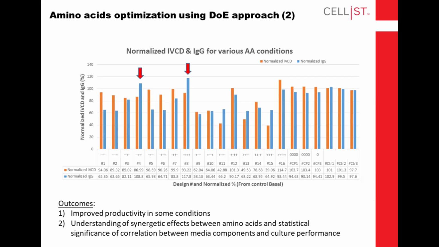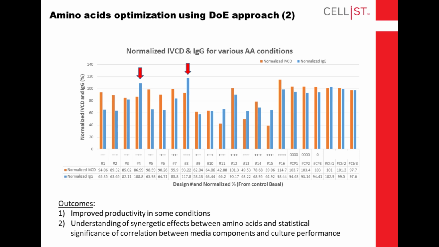So initially, you can directly see some effects that a few designs like number 4 and number 8 in this graph shows higher blue columns, which mean titer. So increase of up to almost 20% in titer was found for a few designs of amino acids. So that's already some improvement that you can get right away.